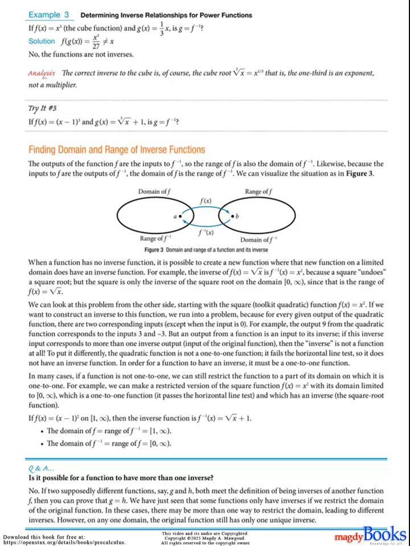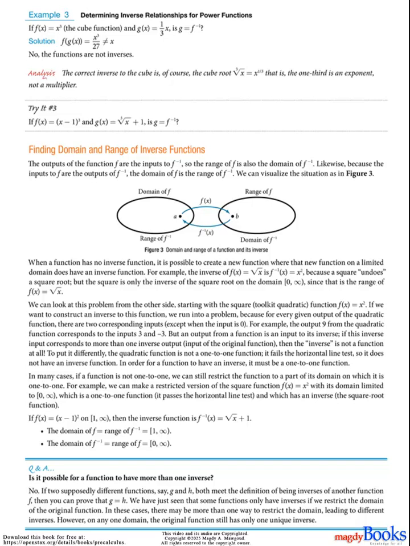If f(x) = (x − 1)² on [1, ∞), then the inverse function is f⁻¹(x) = √x + 1. 1. The domain of f = the range of f⁻¹ = [1, ∞). 2. The domain of f⁻¹ = the range of f = [0, ∞).